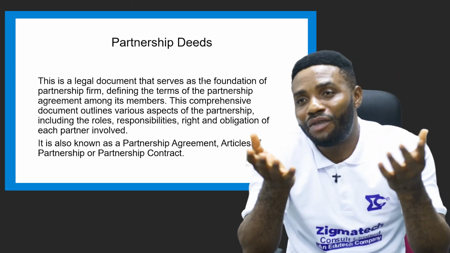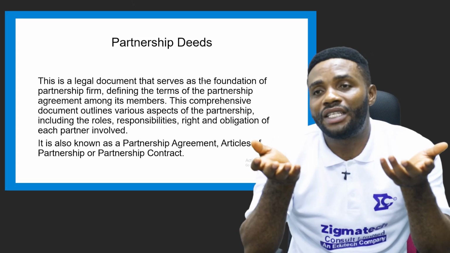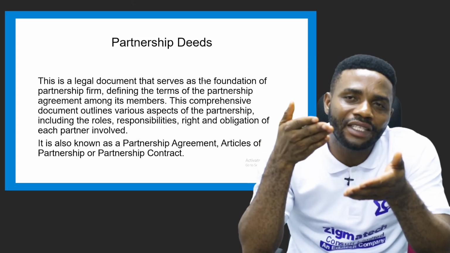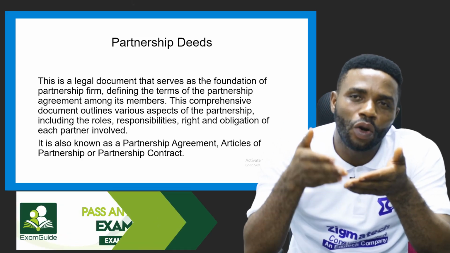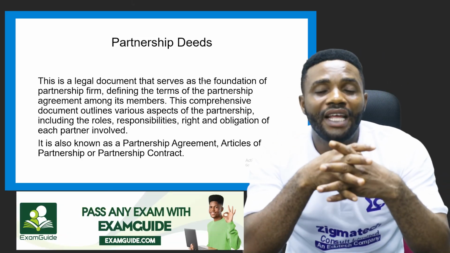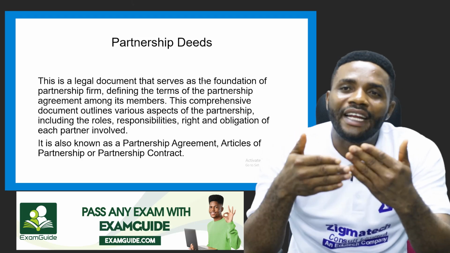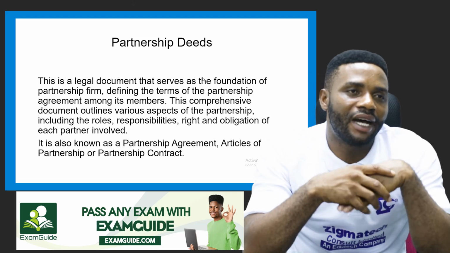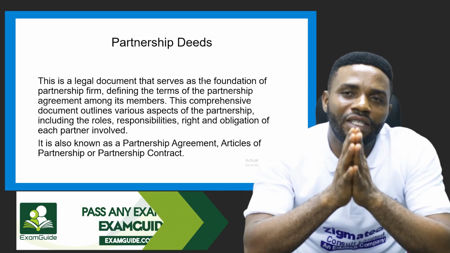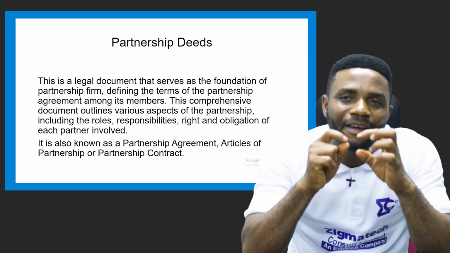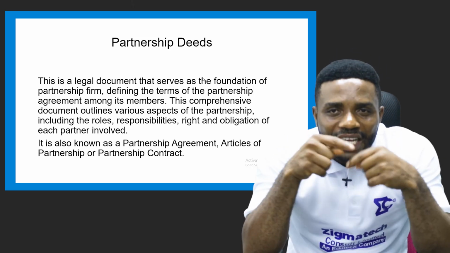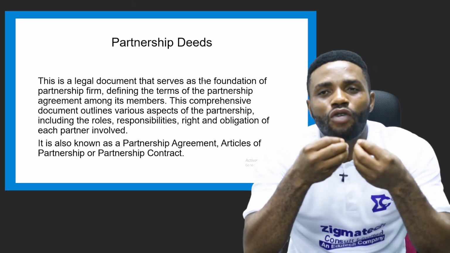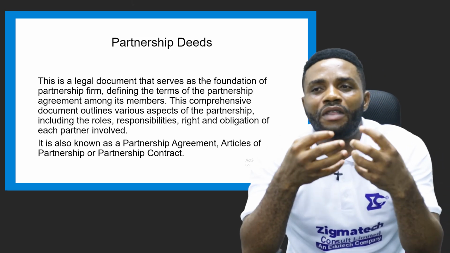No, the document, or the rules and regulations, must be recognized by the law. Remember, when we are defining it, we look at the Partnership Act of 1890. So whatever is coming up as the rules and regulations must be legal. That is why we said it is a legal document, and it must define the terms of the partnership agreement among its members. The sole aim of the partnership deed is to give a clear definition of the terms of agreement.